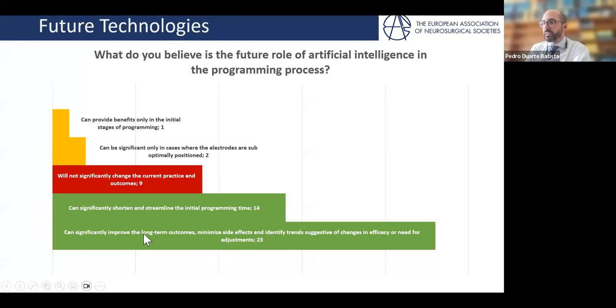Most of respondents think that it will improve long-term outcomes, minimize the side effects, and help identify some trends that can lead us to a more efficacious treatment, or identify some need for adjustment. Then they also think that it might shorten or streamline the initial programming time. And a minority thinks that it will only be useful for not optimally positioned electrodes, or only in the initial stages of programming. Only 9 respondents think that it will not change current practice.